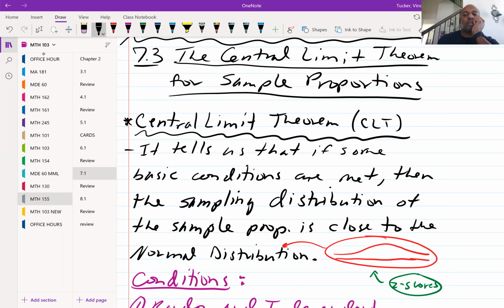All right, so the central limit theorem. It tells us that if some basic conditions are met, then the sampling distribution of the sample proportion is close to the normal distribution. And always when we mention the normal distribution, we're talking about our bell-shaped curve. And if we can lean on a normal distribution, then that means we can use our z-scores. So that's what that means, basically. Use our z-scores, a z-score chart.